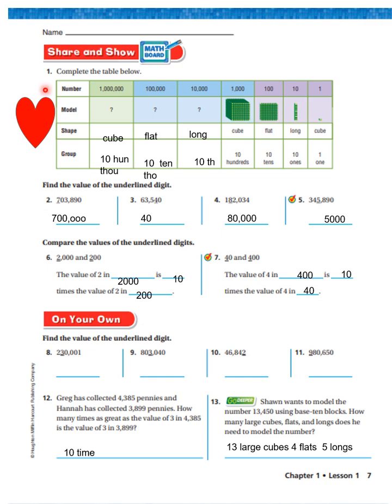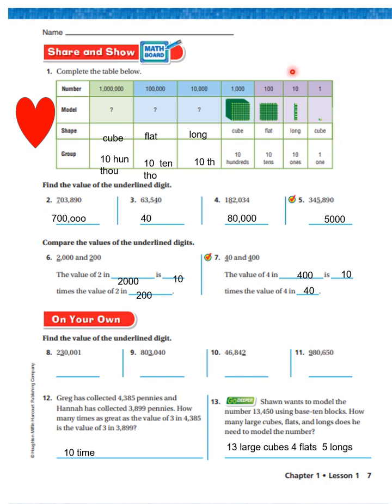Okay, so let's look at this. It says complete the chart. We have the number, the model, the shape, and the group for 1,000,000, 100,000, 10,000, 1,000, 100, 10, and 1. Let's start with the ones. Have your pencil ready and make sure you fill everything in. The number is a 1. The model is a cube. The group is a 1.